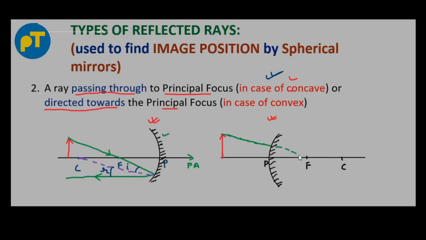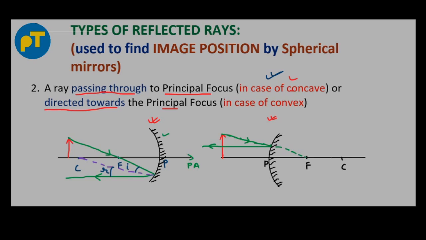Okay, this is directed towards the principal focus. Now this ray is incident at this point, alright. Now it will get reflected parallel to the principal axis. Okay, now the angle is very small.